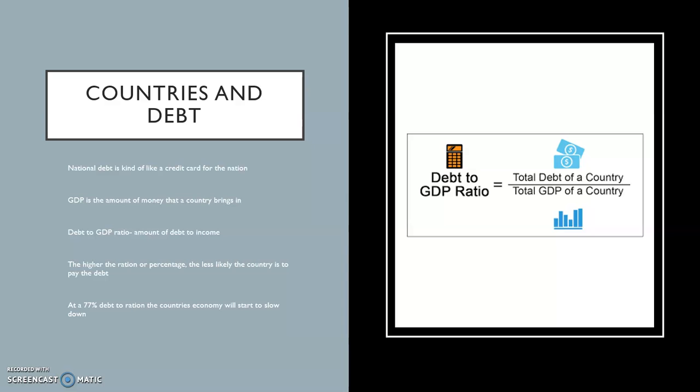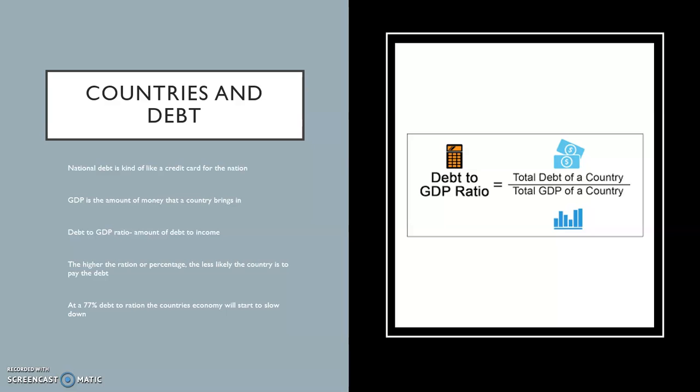In a normal household, we use credit to purchase things that we can't afford or we don't want to sink the capital into, and then we use payments over a period of time to slowly pay it off. A country will go into debt to buy things and then use the GDP or the money it takes in to make those payments.